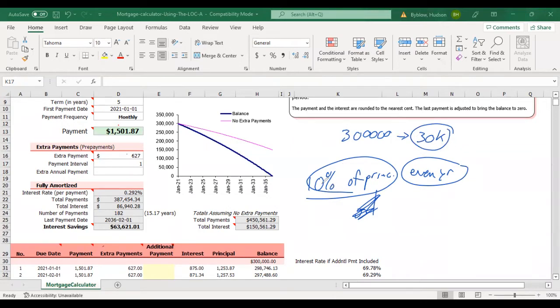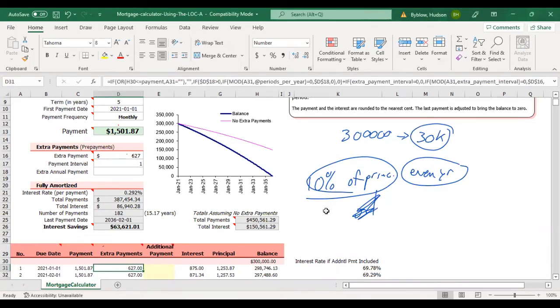Now, when can we put that down? Anytime within the year. Let's just imagine that instead of putting that down mid-year, we put it down the day after we got the mortgage. So let's see what's going to happen here.